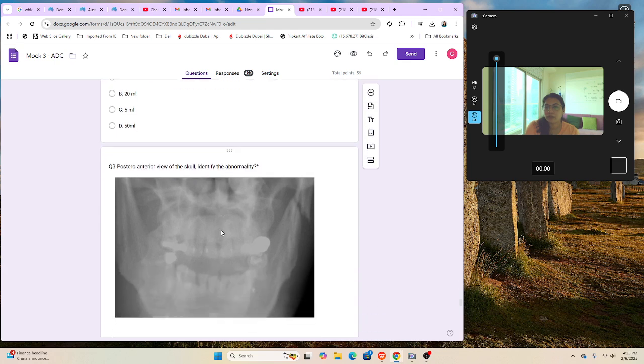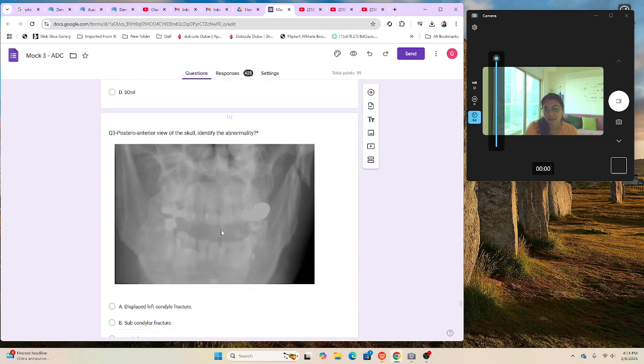Posterior anterior view of the skull, identify the abnormalities. It's a PA view. Now when you see here, you can see the mouth is open. Whenever you take an x-ray, you always ask the patient to bite, and there is a uniform level of radiolucency between the upper and lower teeth. But here the mouth cannot close, so some problem has happened, and you can see here. You see this nice fracture line?